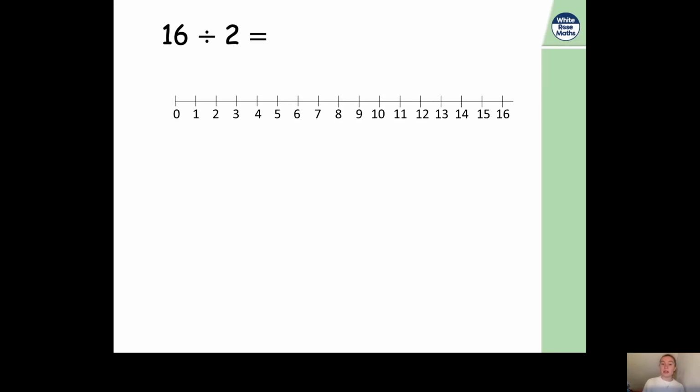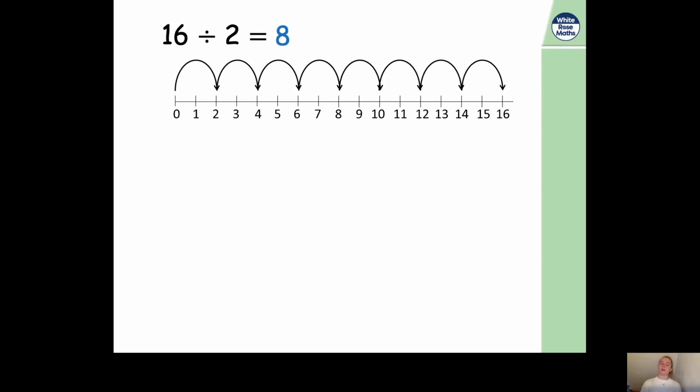So we're going to count up in steps of 2 on the number line till we get to 16. And then we're going to count how many steps we've done. So let's do our first step, our second step, our third step, our fourth step, our fifth step, our sixth step, our seventh step, and our eighth step. So 16 divided by 2 equals 8.